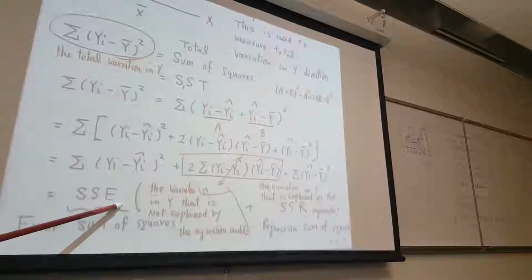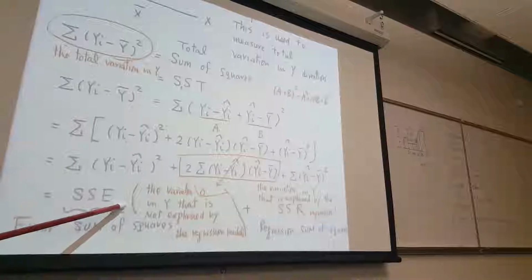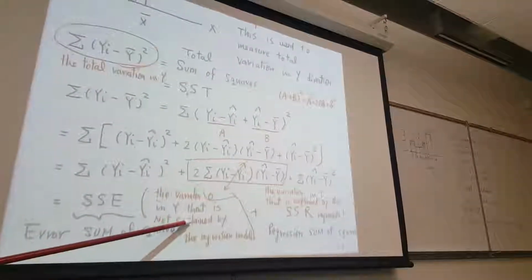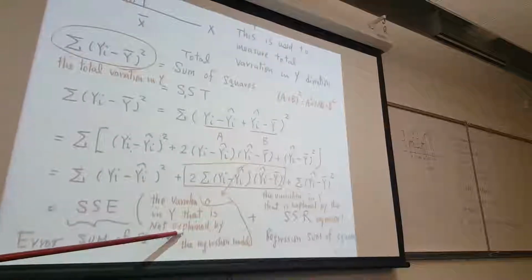Remember, E means error. Error is prediction error. Why do you see prediction error? Because the regression model cannot explain everything. Is that clear? That's the idea.